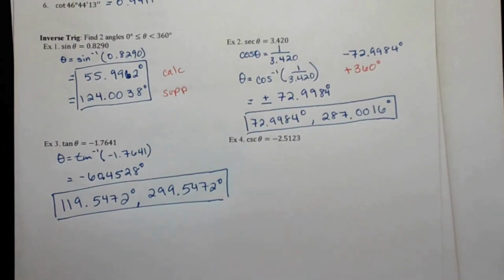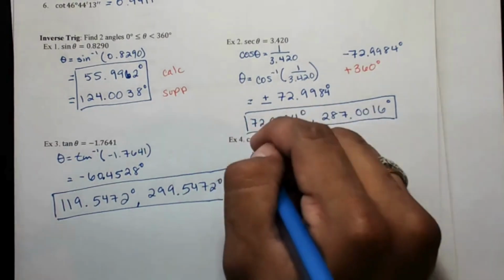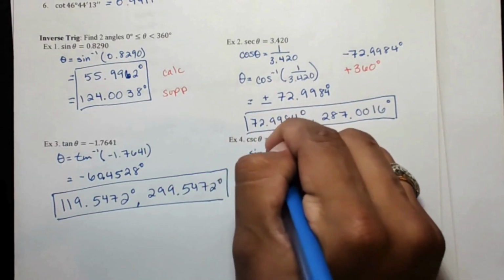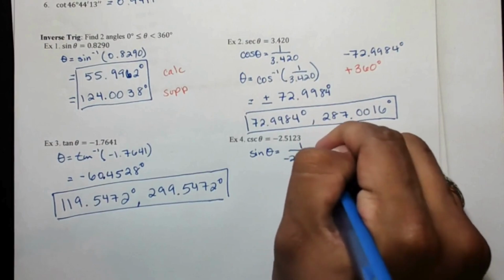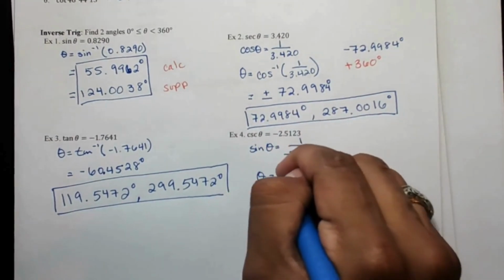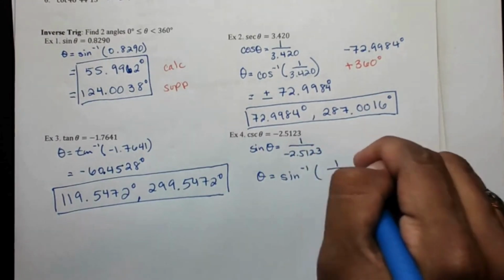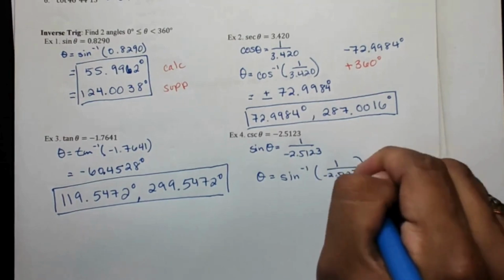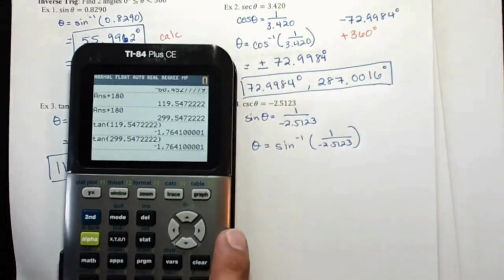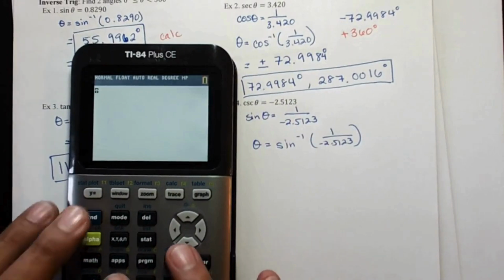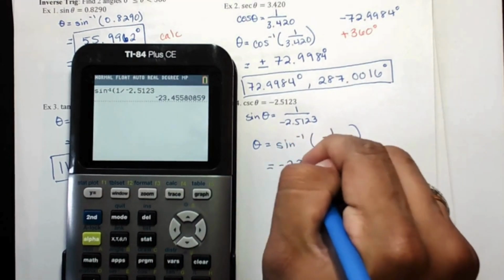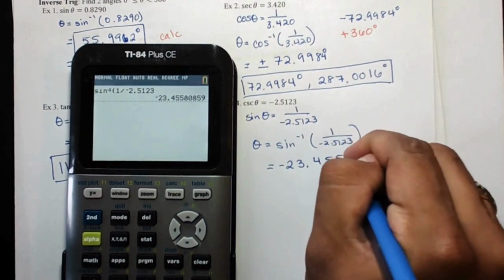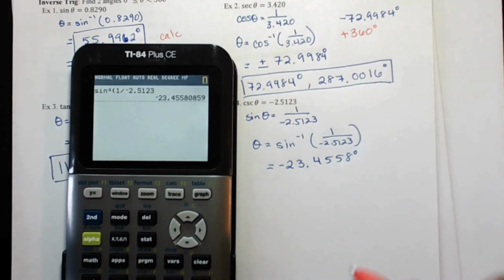All right, so last problem here, cosecant. We don't have a cosecant inverse button, so we need to change it to sine. So when I do that, I need to do the reciprocal of this ratio. Now I can inverse sine both sides and make sure that the fraction goes on the inside. So let's see what the calculator gives us. Second sine of 1 over negative 2.5123. So we get negative 23.4558 degrees. So again, this is what the calculator gave us.